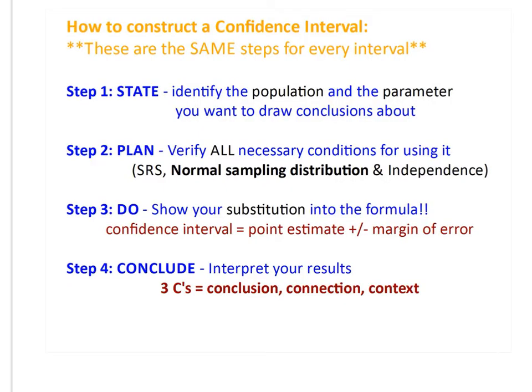So just to review, our steps on how to construct a confidence interval are to state, plan, do, conclude. We focused a lot on state. We should be really confident with population and parameter. Plan, we're going to talk about normal sampling distributions, specifically today for example 3, but we're pretty confident in our conditions. The do step is where we're going to be spending most of our time today, specifically part of the do step called the margin of error.